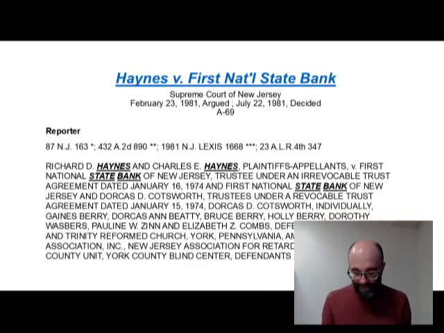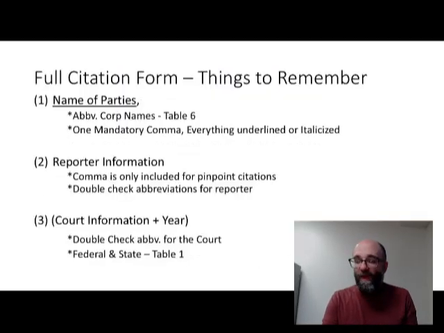Now, the rule here is easy. If you see the word, you have to abbreviate it. If you don't see the word, you don't abbreviate it, right? So if you look at it, is first here? First is not here, so it's not abbreviated. If you look at national, turn the page, you can see national is abbreviated. I'll take a beat so you can see that. National is NAT'L, so we abbreviate that. You look for state. State is not here, we don't abbreviate it. Bank is not here, we don't abbreviate it. So when you see at the top, Haynes v. First National State Bank, that's the only thing you need to do. That's the first parties that we need at the very beginning here.